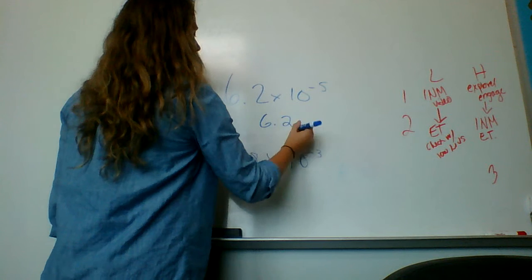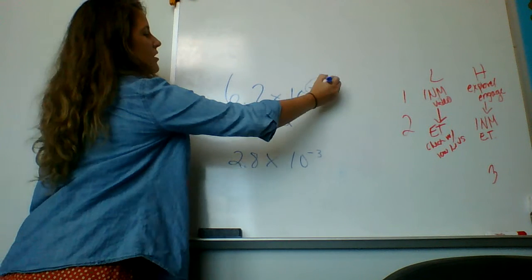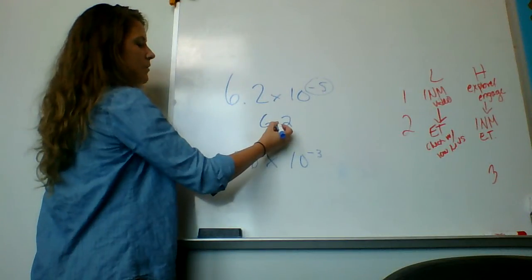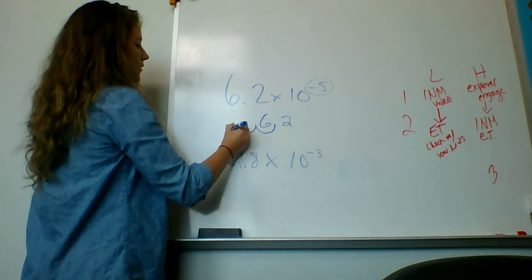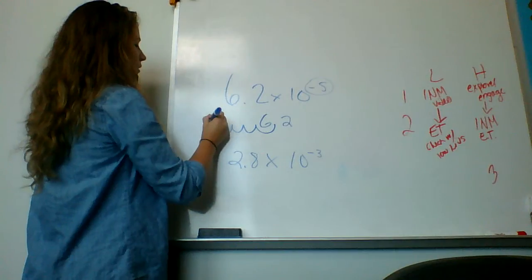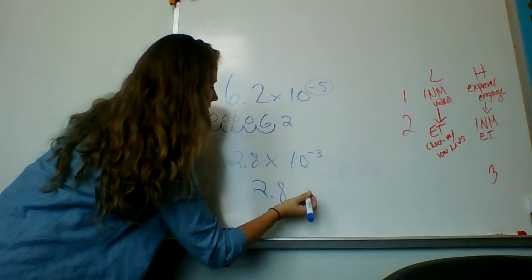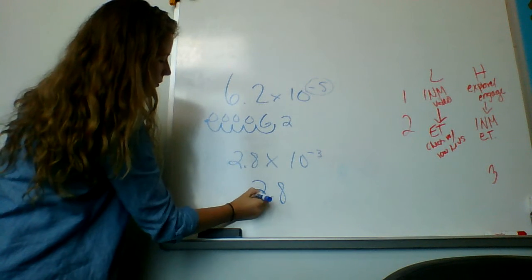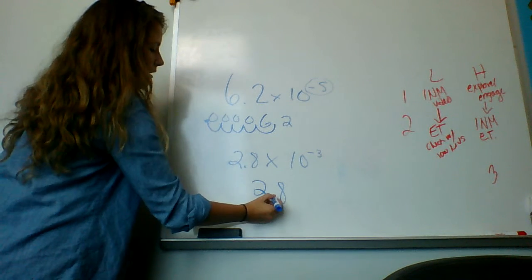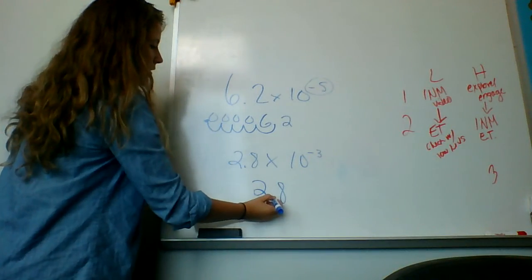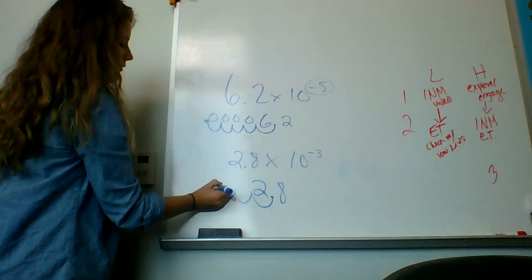I know that I can move my decimal on this one. I'm going to move it in a direction that makes it smaller because my exponent is negative. And I'm going to move my decimal 5 times. 1, 2, 3, 4, 5. On this one, again, I have a negative exponent, so I'm going to move my decimal point in a direction that makes my value smaller. I'm going to move it 3 times. 1, 2, 3.